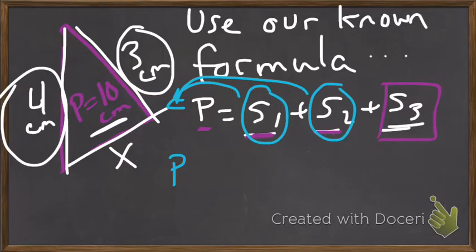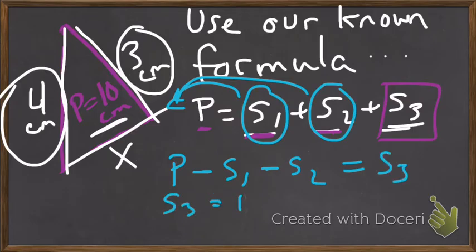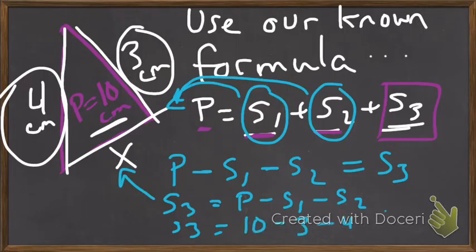So perimeter minus side 1 minus side 2 is equal to side 3. I'm just going to write that the other way so it makes more sense. Side 3 is equal to perimeter minus side 1 minus side 2. Now I can put my numbers in, and remember side 3 is what we don't have. Side 3 is x. So side 3 is equal to 10 minus 3 minus 4. And if we do the math there, we'll find out that side 3 is equal to 3 centimeters.